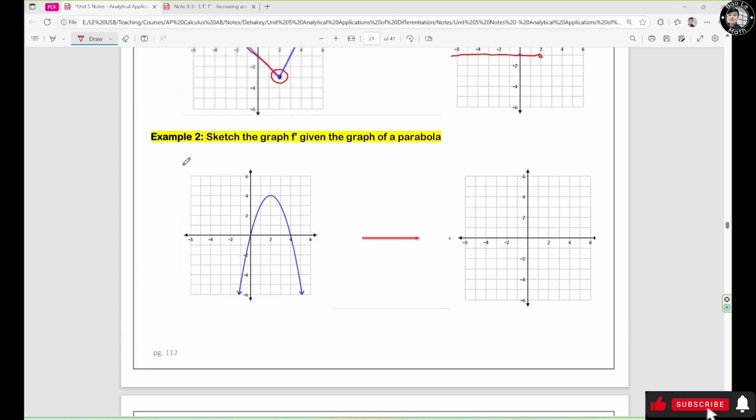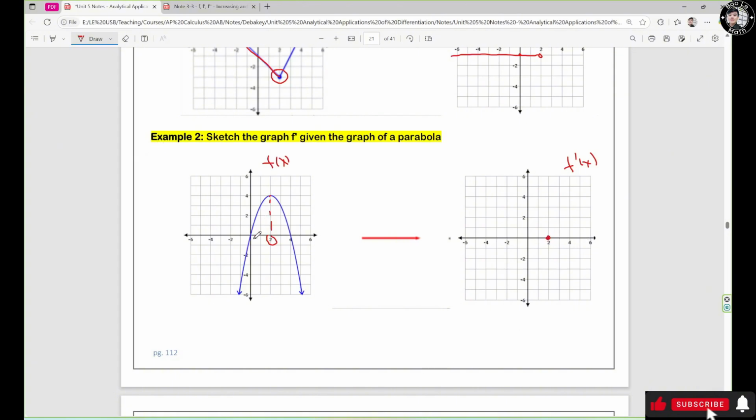Now let's move on to example number 2. Given the parabola, we need to sketch f prime of s, right? This one is f of s. Alright, we need to locate the relative extrema, right? The relative extremum becomes the 0 of the function f prime of s, right? So it's going to be right, s equal to 2, y equals 4, right? So the 0 is right here.